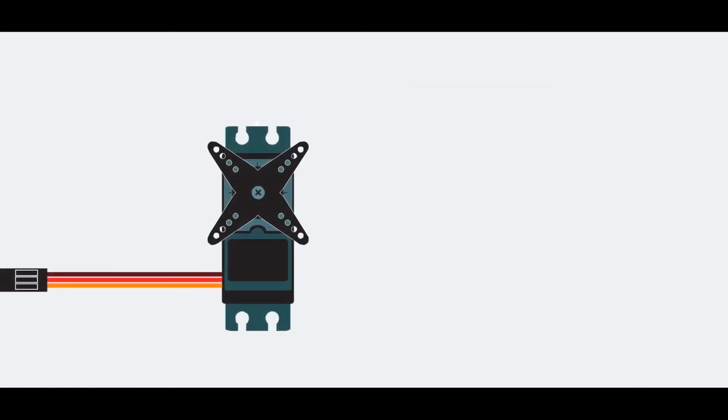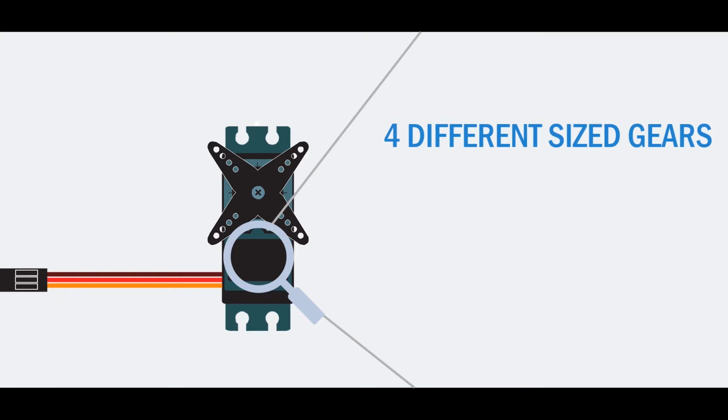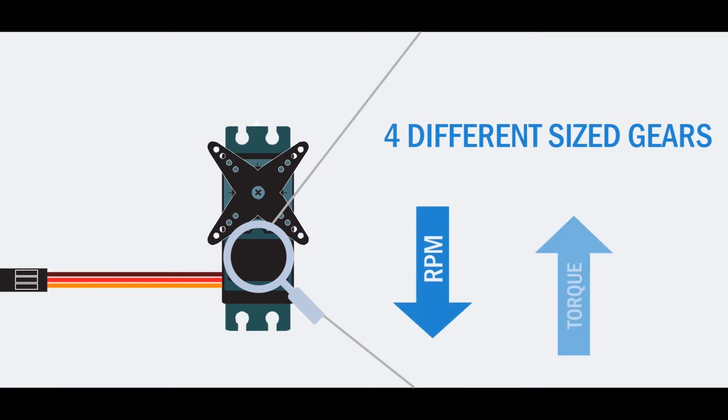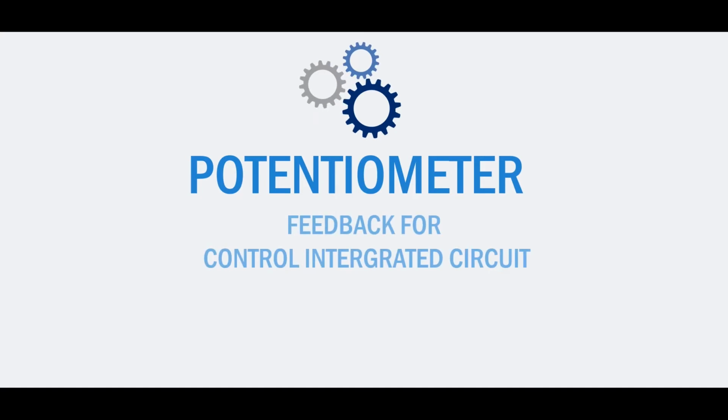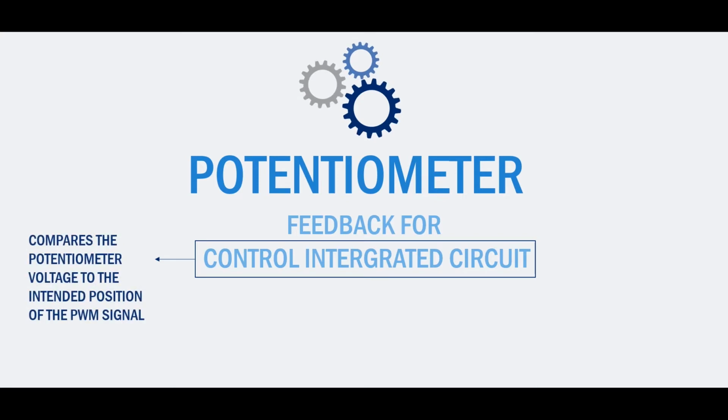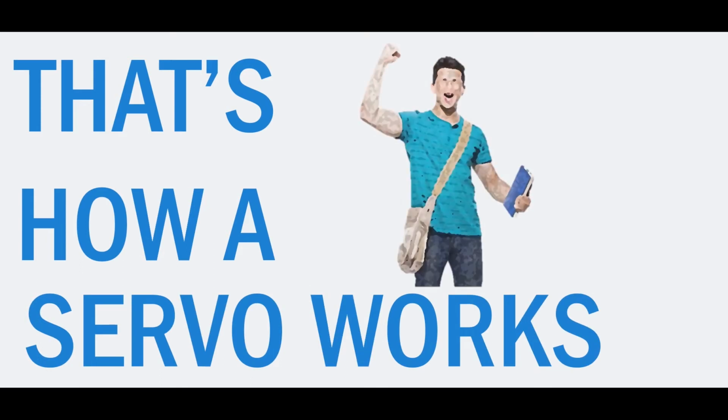Within a servo motor, you can find 4 different sized gears that decrease the original RPM of the motor and also increase the torque. Underneath one of the gears of the shaft, there is a potentiometer. It acts as feedback for the control integrated circuit. This IC constantly compares the potentiometer voltage, aka the current state, to the intended position of the PWM signal, aka the target state, and then lets the motor rotate in either direction to achieve maximum accuracy. And that is basically how a common servo motor works.